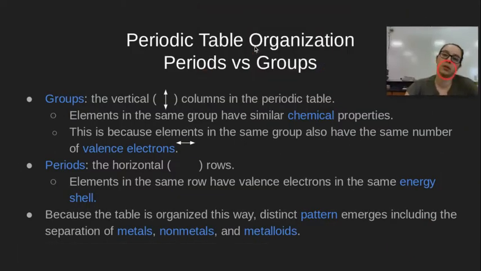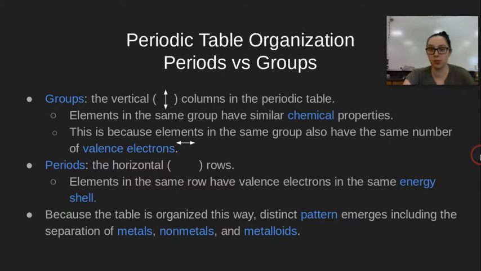Okay, so there's a lot more information that we can tell from the periodic table, and that is because of how they are organized. So the groups are the vertical columns, these guys up here, of the periodic table. Elements in the same group have similar chemical properties. So they are very reactive or not very reactive.